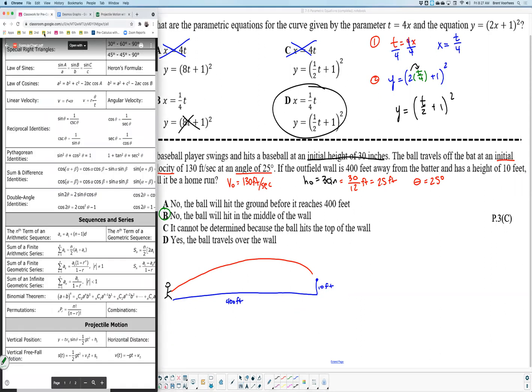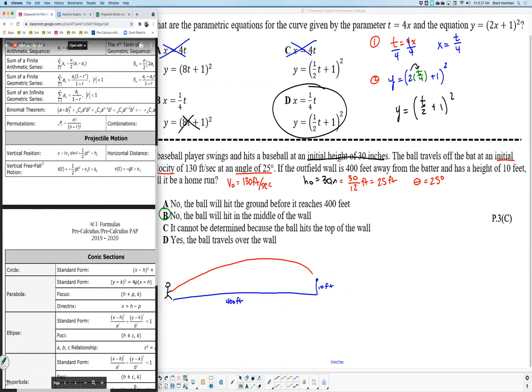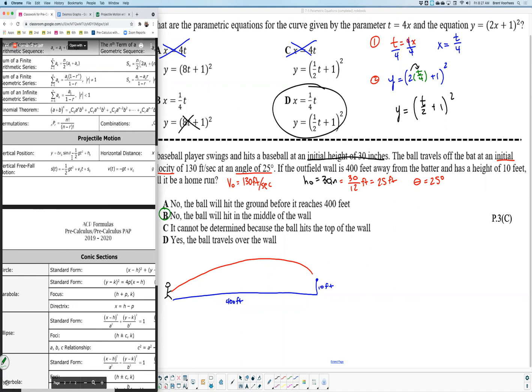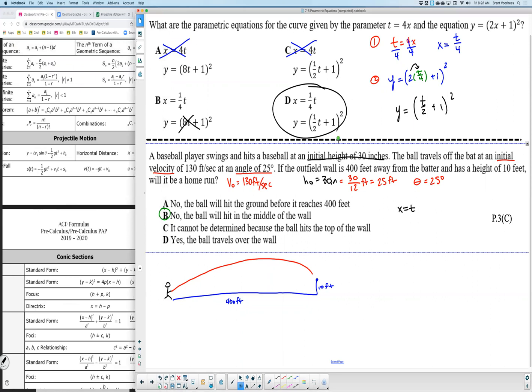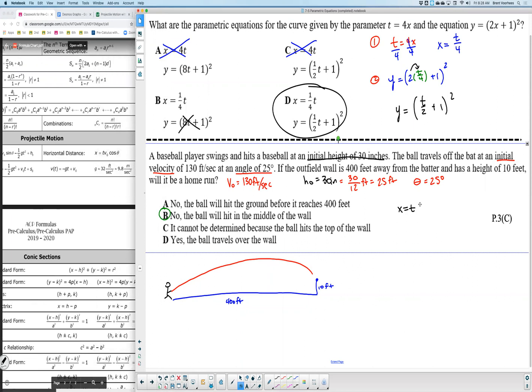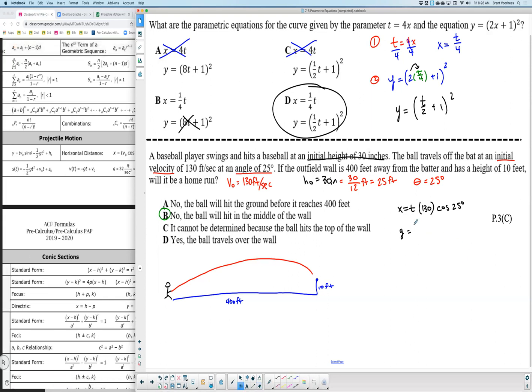Let's say you wanted to solve this by hand. You're like, well, how would I do that? Well, there are formulas on the front side of our formula chart for projectile motion that I'm about to use and solve with. So the formulas we have: x equals t times the initial velocity, which would be 130, times the cosine of 25 degrees. The y would be time times that 130 times the sine of 25 degrees, minus 1/2 gravity, which, because we're in feet, would be 32 feet per second squared, plus the initial height, which we had was 2.5.